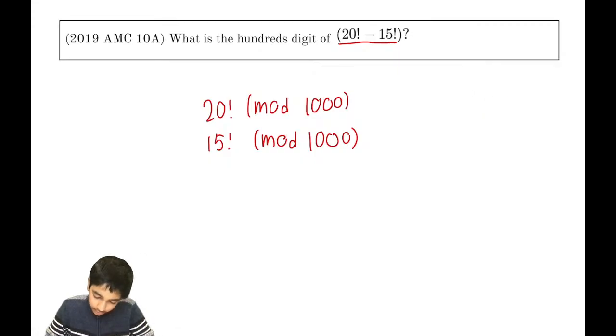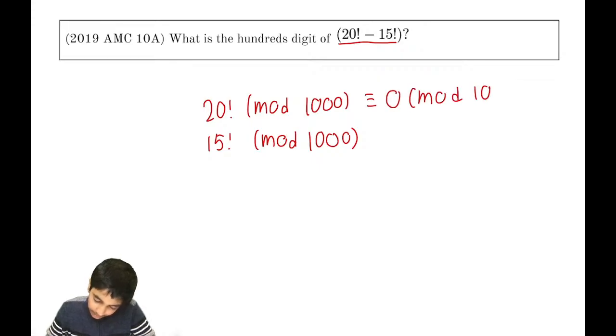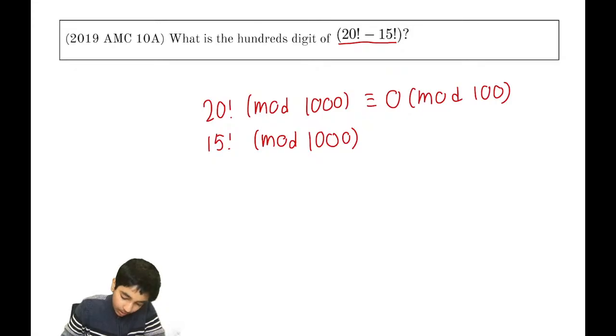So 20 factorial mod 1,000 is just going to be 0 mod 1,000. Because, note that by Legendre's formula, 20 factorial will have 20 divided by 5.